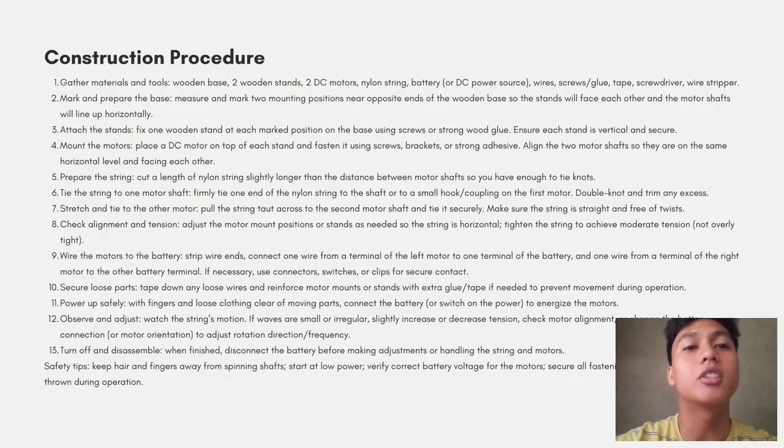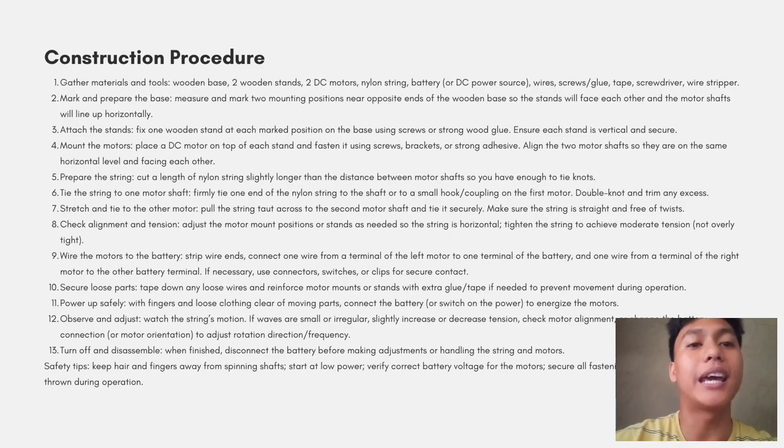Number four, mount the motors. Place a DC motor on top of each stand and fasten it using screws, brackets, or strong adhesive. Align the two motor shafts so they are on the same horizontal level and facing each other. Number five, prepare the string. Cut a length of nylon string slightly longer than the distance between motor shafts so you have enough to tie knots. Number six, tie the string to one motor shaft.